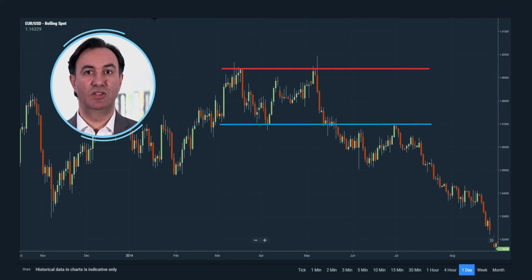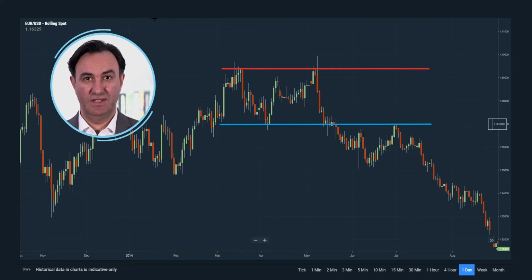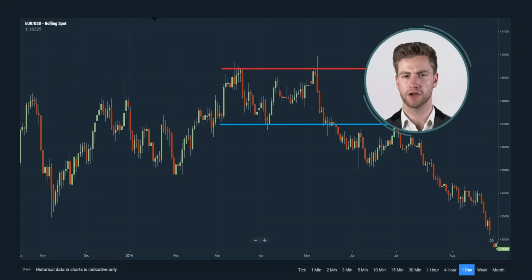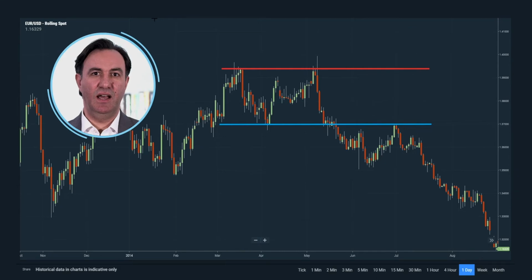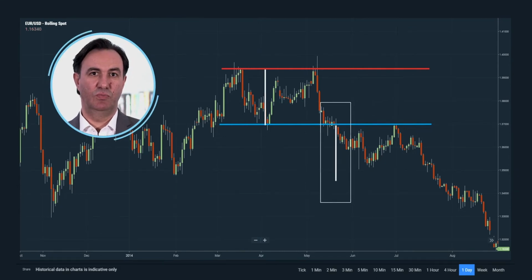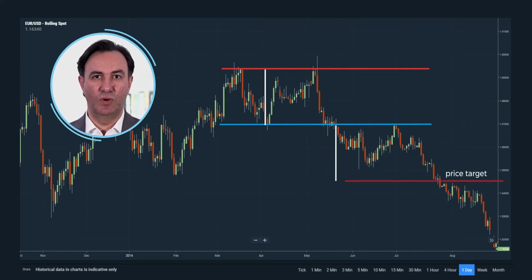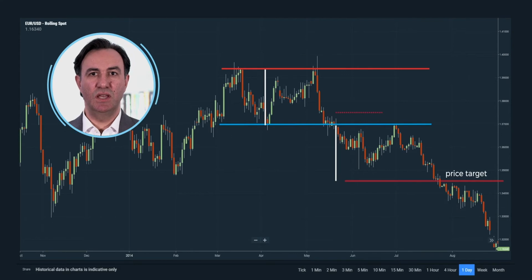Traders would add additional weight to a break of this support line because it's also at a round number for euro dollar, 1.37. And the price target and stop loss? Price target is the height of the pattern projected below the breakout. The trader would put their limit order at about 1.344. The stop loss would go just above the old support line.